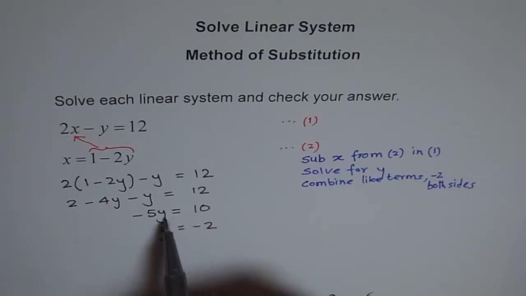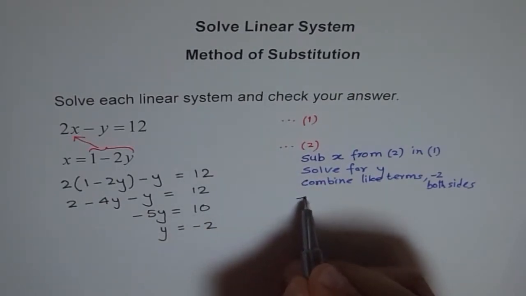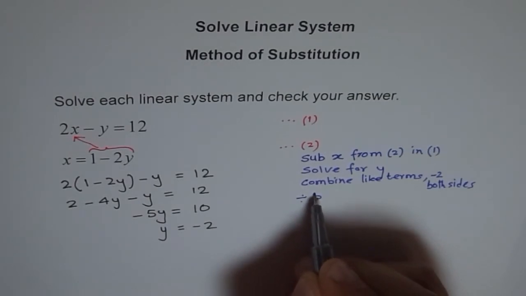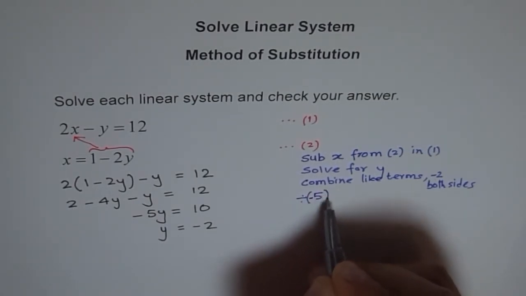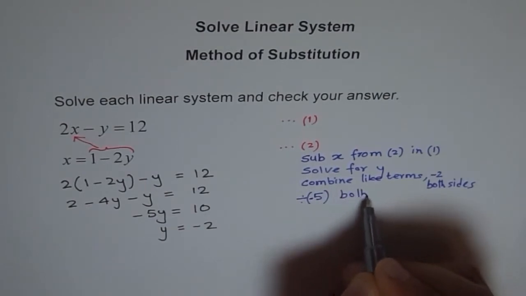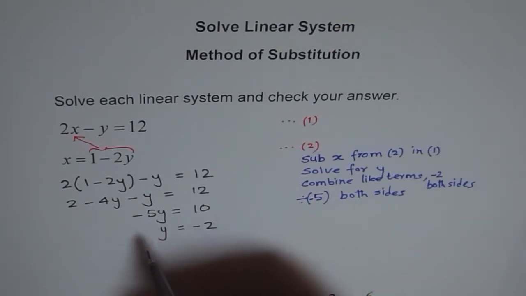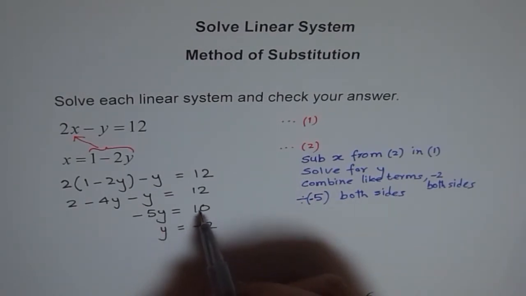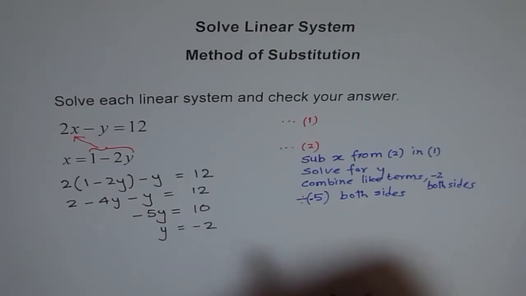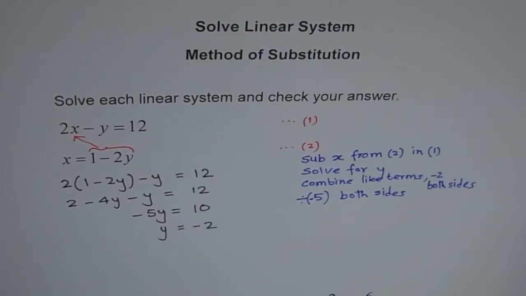What should we do to get y? So we say divide by 5. I should write minus 5, right? Divide by minus 5 on both sides. So if we do that, we are left with y here, and 10 divided by minus 5 gives me minus 2. So you got y equals minus 2.